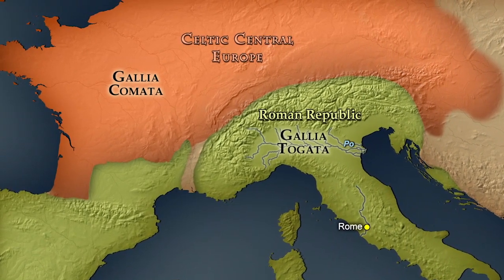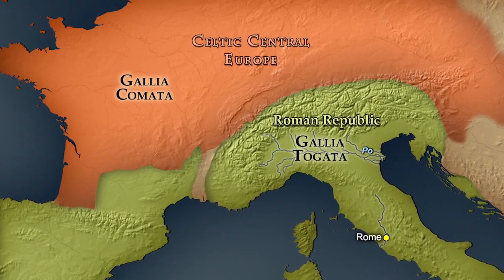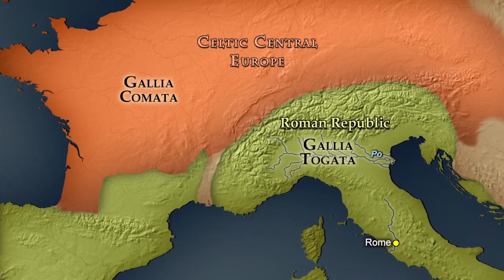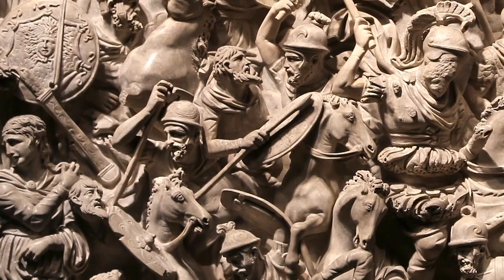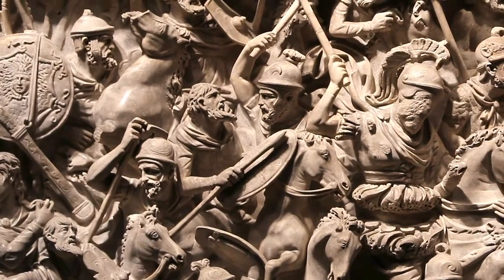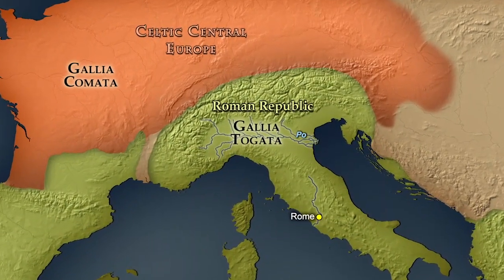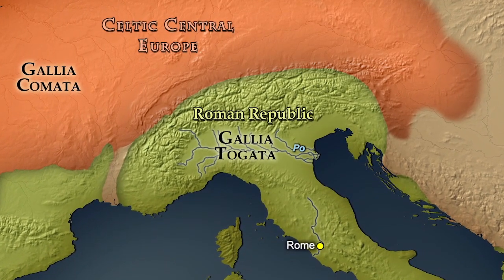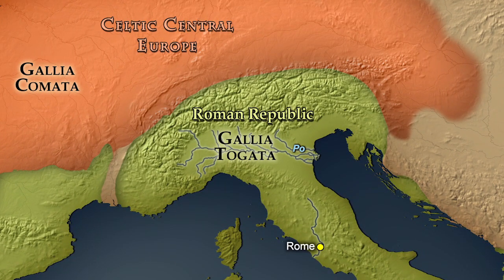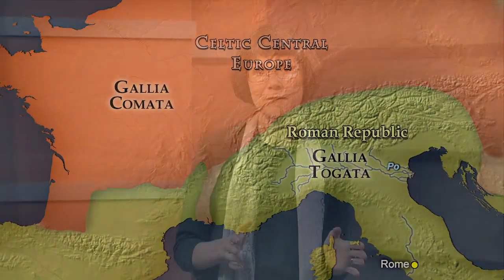Incidentally, Transalpine Gaul was also renamed. Its new designation was Gallia Comata, or hairy Gaul. This was a reference to the fact that the Gauls wore their hair long and did not shave their beards, unlike the clean-shaven Romans. So in these new names for Gaul, we see that the territory of the Gauls has now been divided into the region in northern Italy where the Gauls had been culturally and politically assimilated to Rome, and the region in what is now France where they had not.